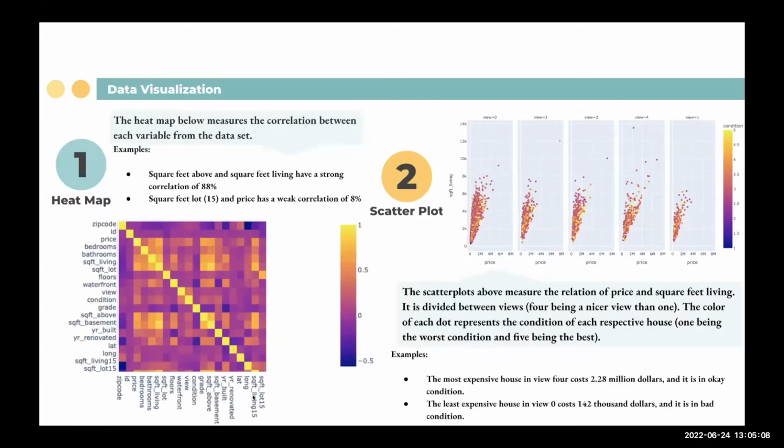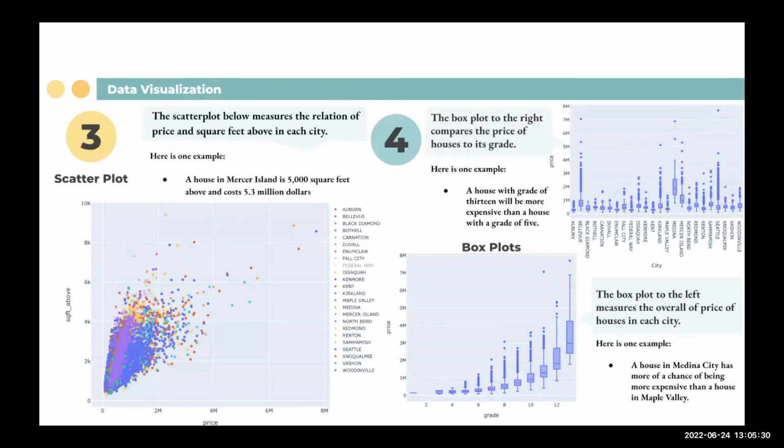All right, this is our data visualization. Here are some graphs that we made. The first one is a heat map, which I used to see what correlates with the price the most, like the square feet living, etc. The second one is a scatter plot, and this one measured the relation of the price with square feet living, just like I said, and also the condition. The third one is another scatter plot, and this is just the square feet above the price and the cities.